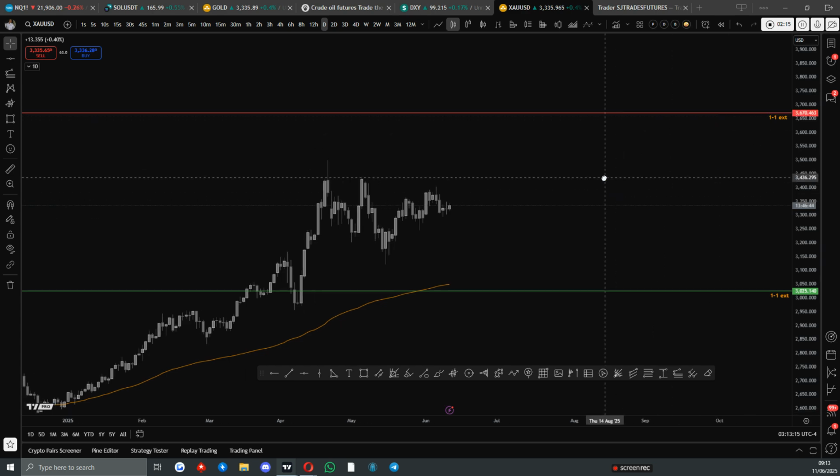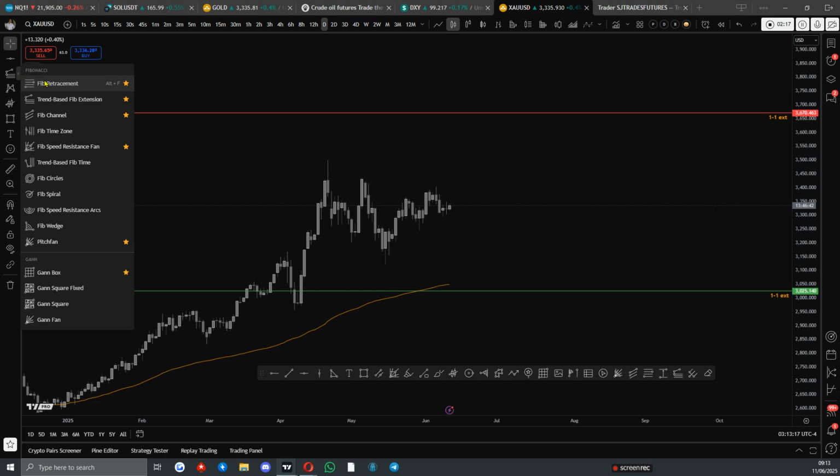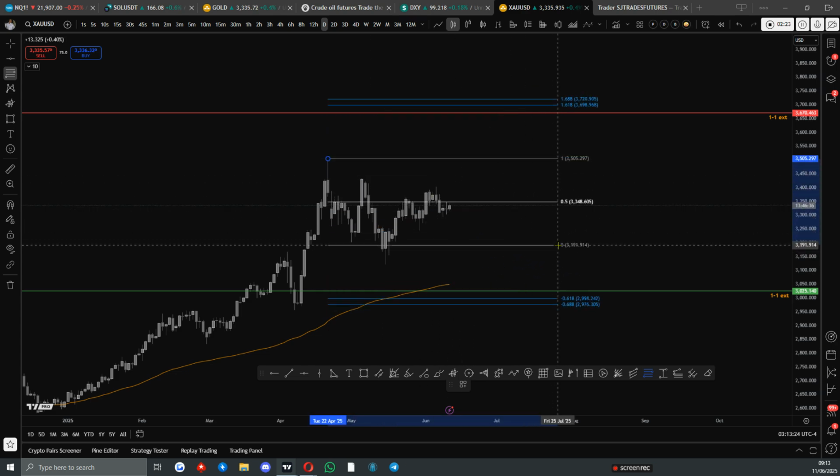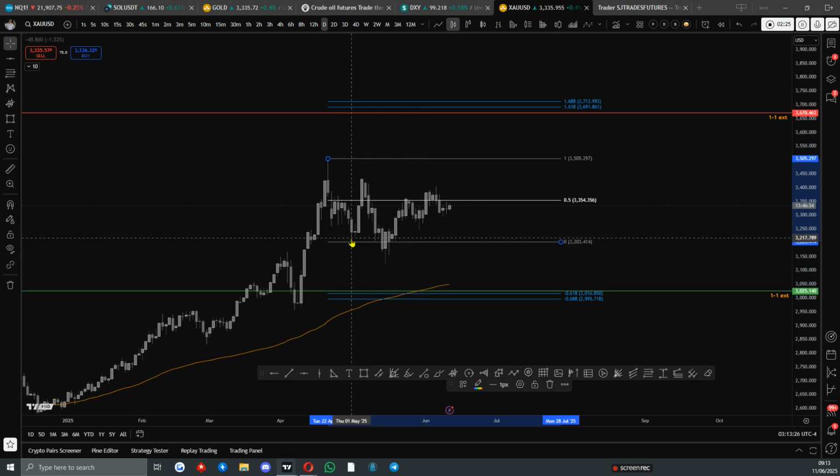Now, in addition to that, we are going to use the trend-based extension, and I'm going to take that from this high to this low, inside of this range. And you can see where we've been getting rejected off of this 0.5, which happened yesterday, and we're sitting below it today.